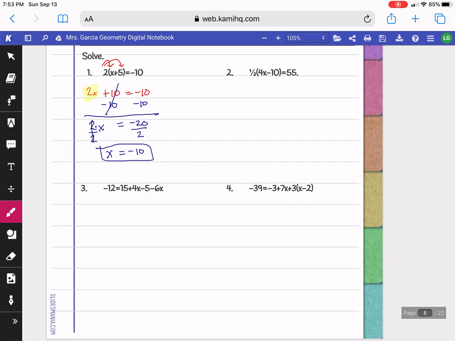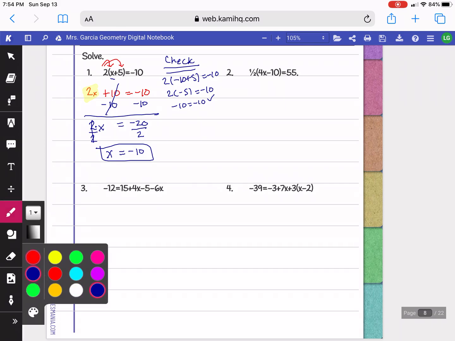That means if you were to plug negative 10 back into the original problem, your answer would come out correct. So here, I'm not going to make you do this on each problem, but you can do a check. So if I were to plug in the negative 10 for x and work out my problem, I would get negative 10, making it correct.